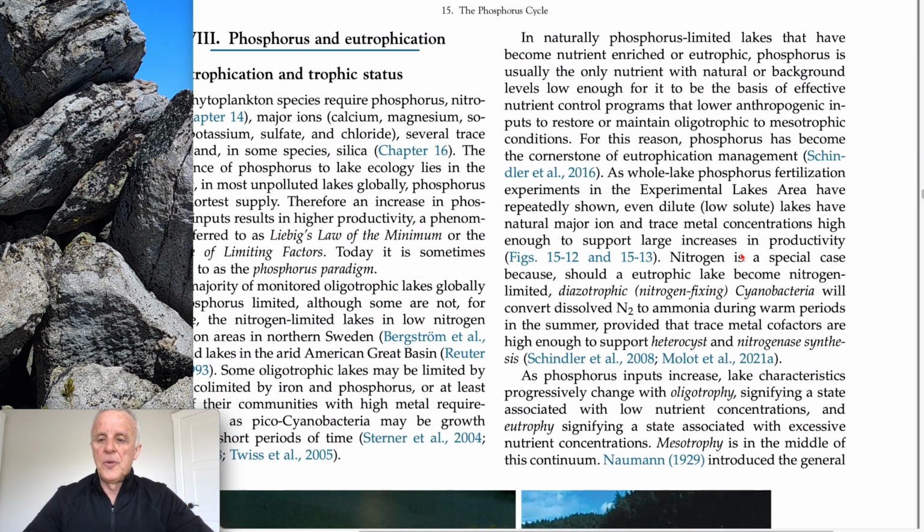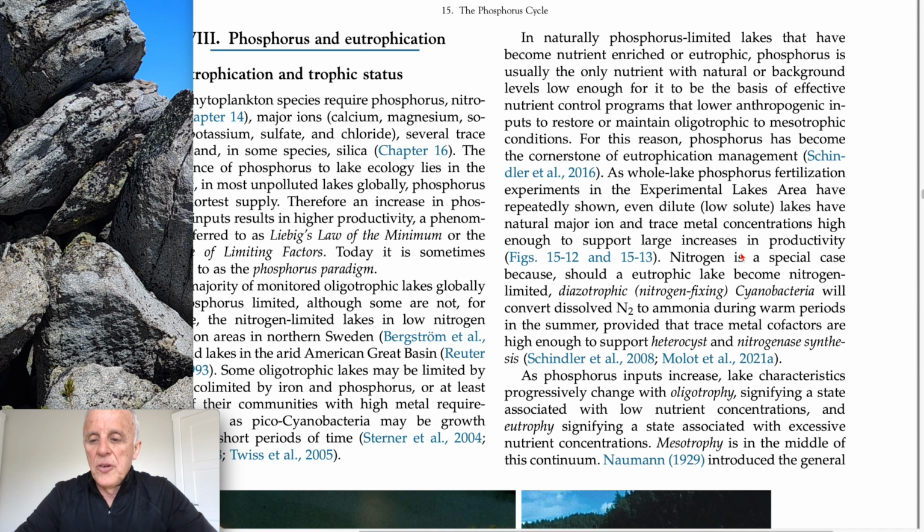In naturally phosphorus limited lakes that have become nutrient enriched or eutrophic, phosphorus is usually the only nutrient with natural or background levels low enough for it to be the basis of effective nutrient control programs that lower anthropogenic inputs to restore or maintain oligotrophic to mesotrophic conditions. For this reason, phosphorus has become the cornerstone of eutrophication management.